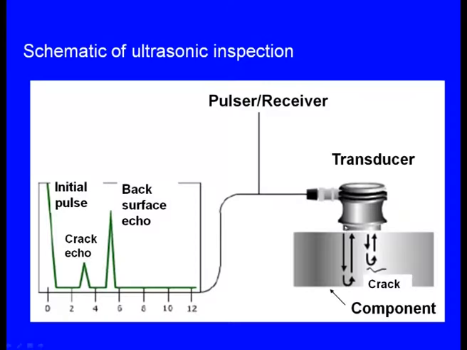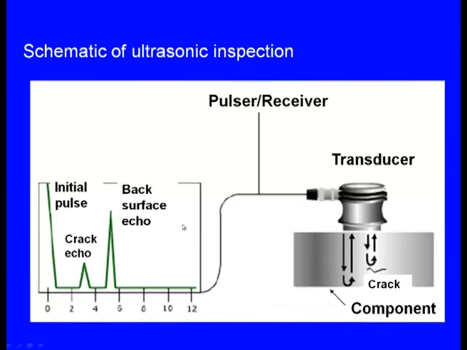And here we can see the schematic of the ultrasonic inspection. This is the transducer, a piezoelectric transducer. What does it mean? It generates the electric pulse. So, this is the component. We generate the pulses, and ultrasonic waves will be coming and passing through the component. If a normal ultrasonic wave is coming, it will go up to the extreme surface end of the cast component, and it will be coming back.